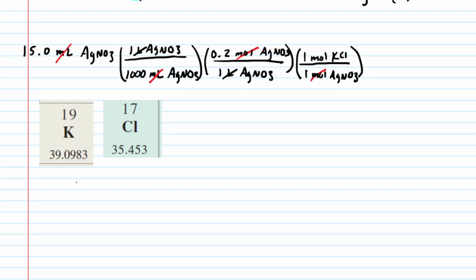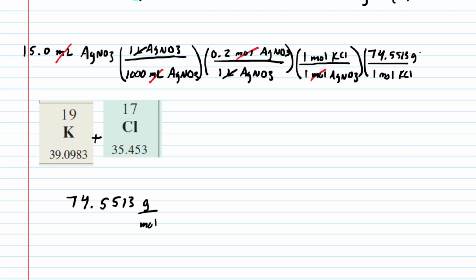To get the molar mass of KCl, you simply look up the mass of potassium and the mass of chloride, and then you add them together. And when you do that, you're going to get a molar mass of 74.5513 grams per 1 mole. So the way that you would set that up in your final conversion here would be to say that 1 mole of KCl has a mass of 74.5513 grams of KCl. So there's our final conversion.